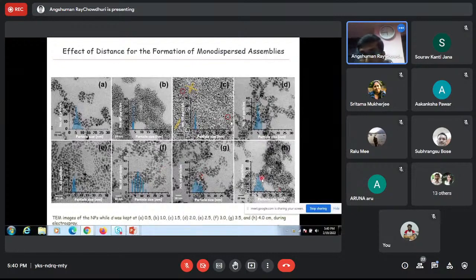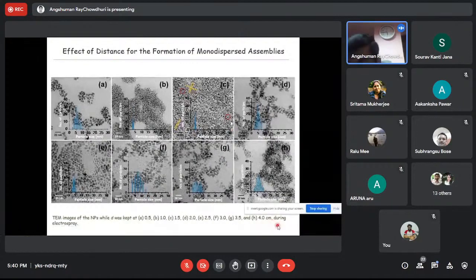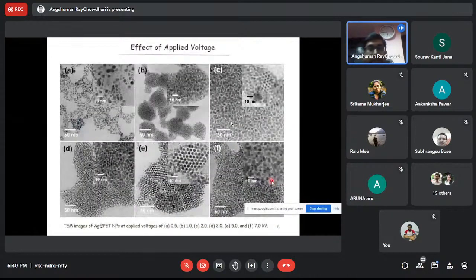Next, so is it moving? Am I audible? Yes, you are audible. I think it is stuck somehow. Oh, so this is slide number 5? Yes, this is slide number 5. Now it is 6, right?